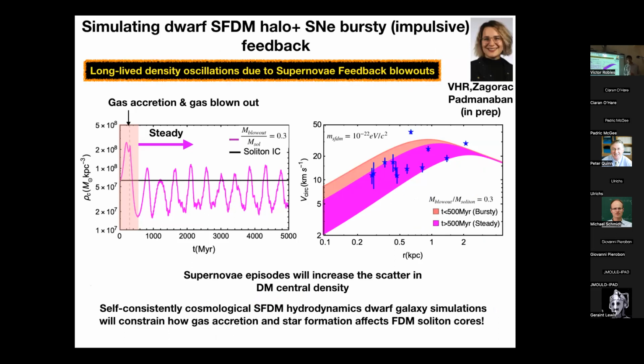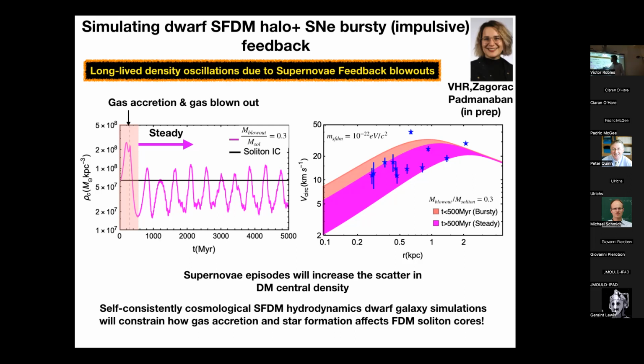one of the things that we explored there is just to mimic the effect of feedback. Essentially, you have a soliton, and then it will accrete gas, and we mimic that by increasing the gravitational potential during some time. And then at some point, we just expel all that gas at once, mimicking a burst of supernova that expels most of the gas. And then we ask the question, how will the dark matter evolve after the blowout?